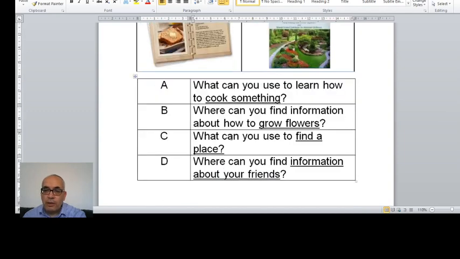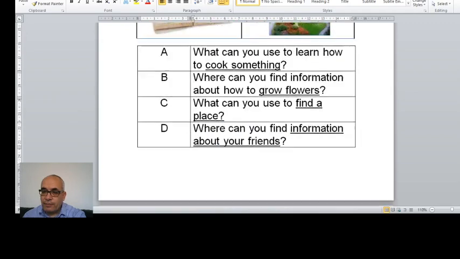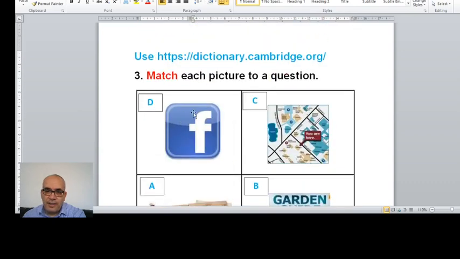Number C, what can you use to find a place? Find a place, you need a map. So here it is, number C. And number D, where can you find information about your friends? Where? Twitter, Facebook, yeah? And here it is, D, Facebook. This picture is Facebook.